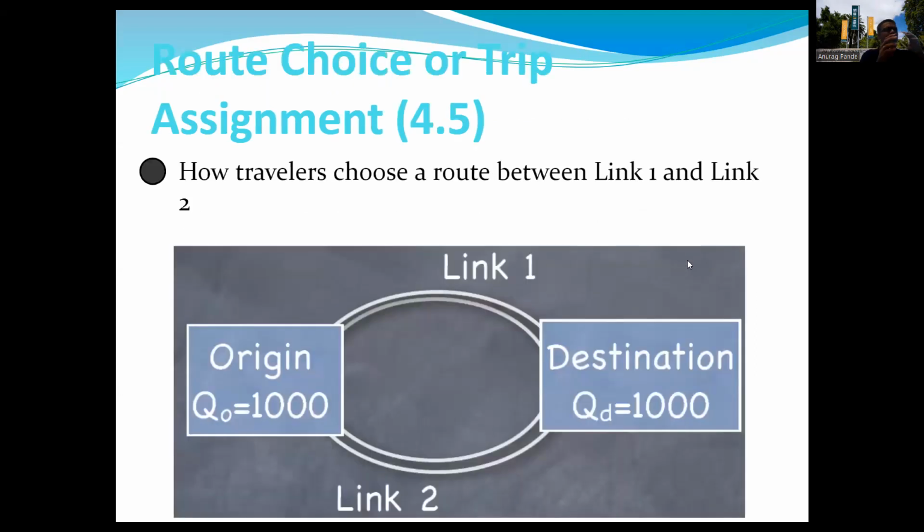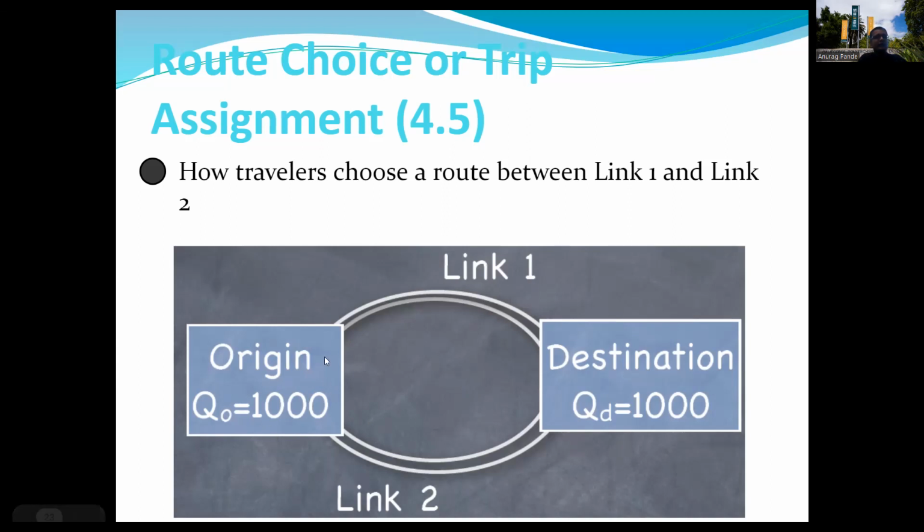Okay, so now that brings us to the last step of the travel demand modeling process, which is the route choice or trip assignment. Now, let's say you figured out that there is an origin zone, there is a destination zone, and you have 2 different links or 2 different routes that connect those origin and destination. How do you figure out which routes people are going to use?